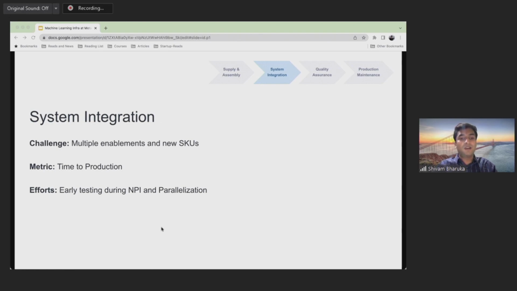Once we land a machine from our supplier in our data center, we measure how much time it takes for us to get it into the hands of our customer itself. And we optimize for this time to production.